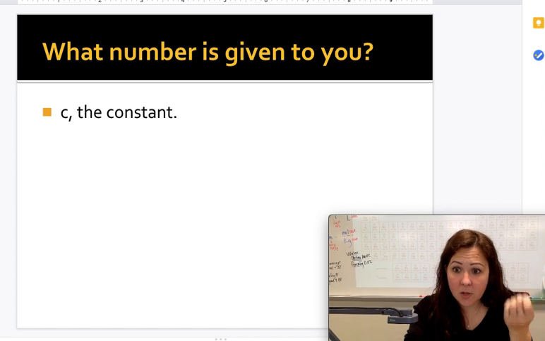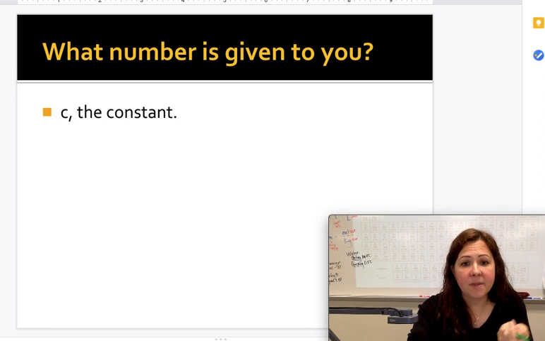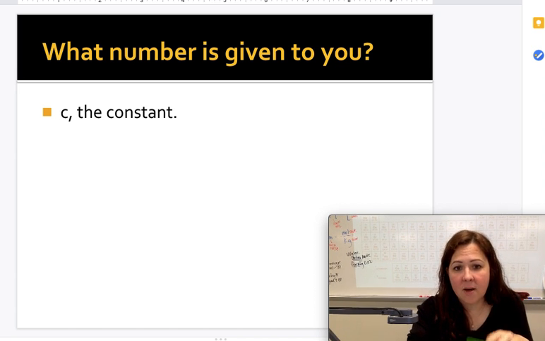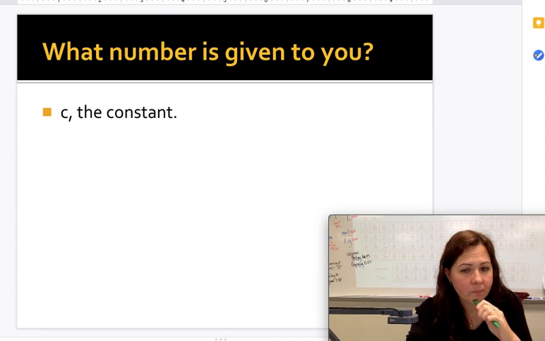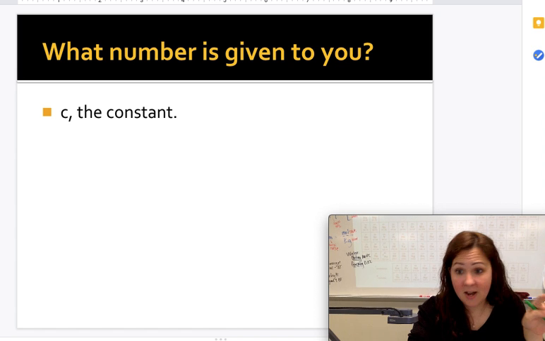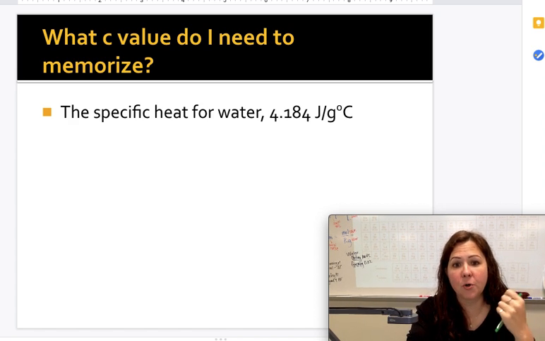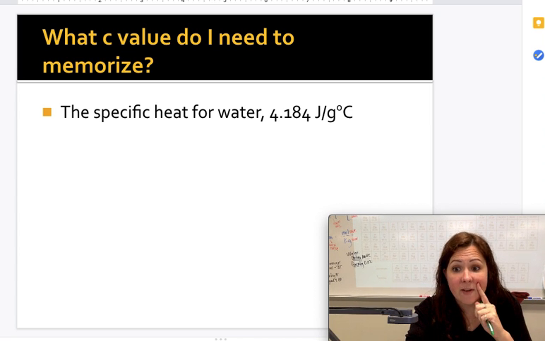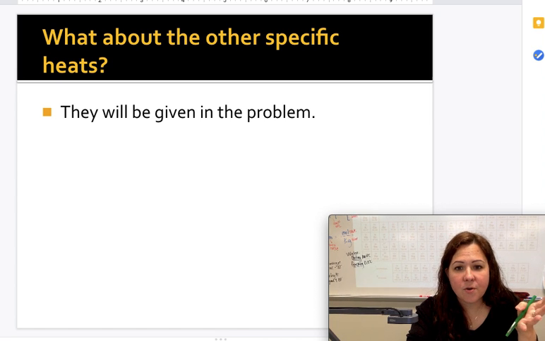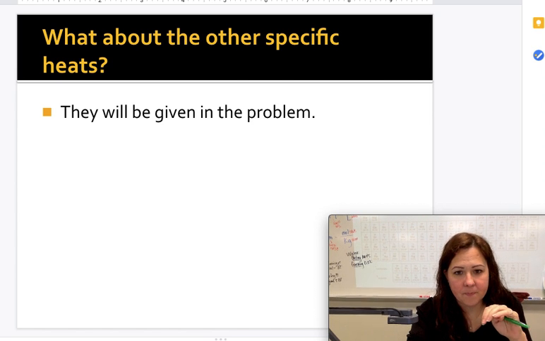The constant will always be given to you unless that's specifically what you're solving for. But the constant values, you can always look them up. There are books and books of them, or internet. But the water will not be given to you. You'll need to know that this specific heat of water is 4.184 joules per gram degree Celsius. It's on your reference sheet, so use that. So with your other specific heats, if it does not have anything about water, it will be given to you. You don't have to worry about memorizing anything except for water.